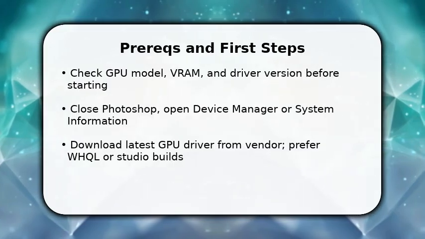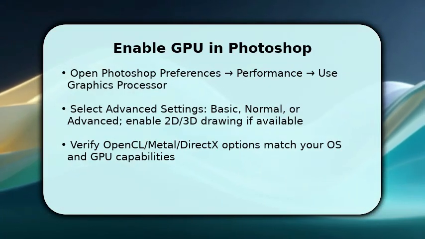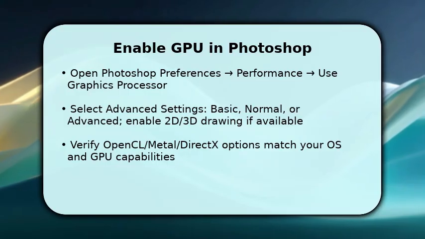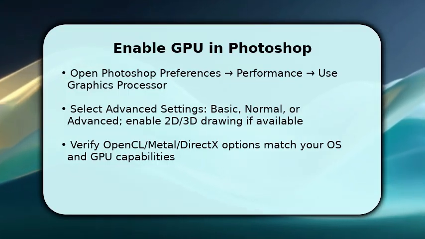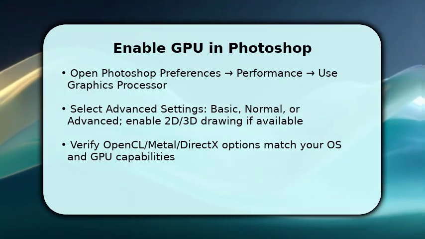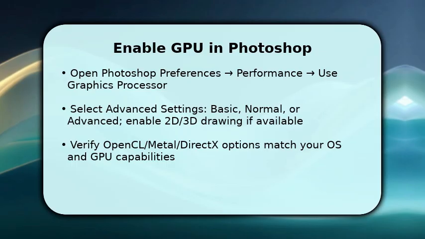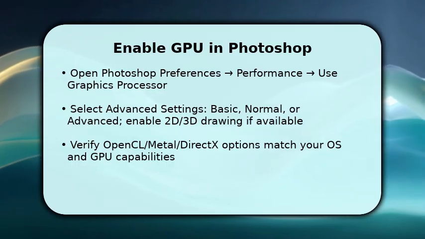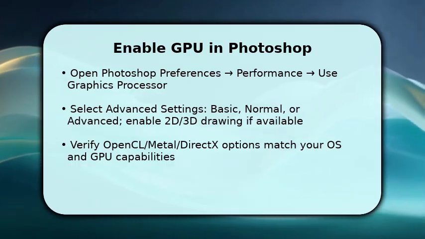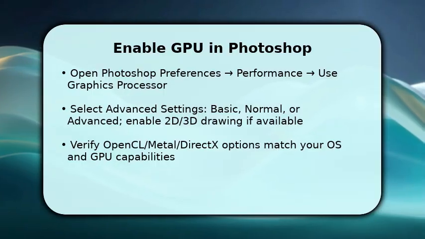You reopen Photoshop and immediately go to Preferences, Performance, and check Use Graphics Processor. That activates GPU access. Once done, click Advanced Settings and pick Basic, Normal, or Advanced depending on stability versus performance. Advanced unlocks more features but can be less stable.